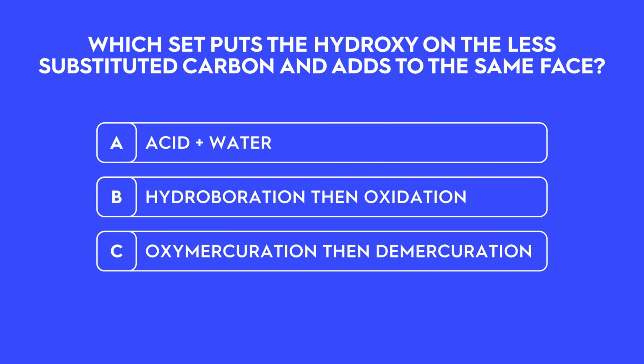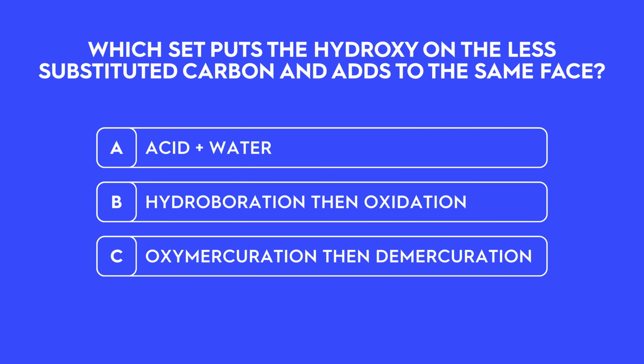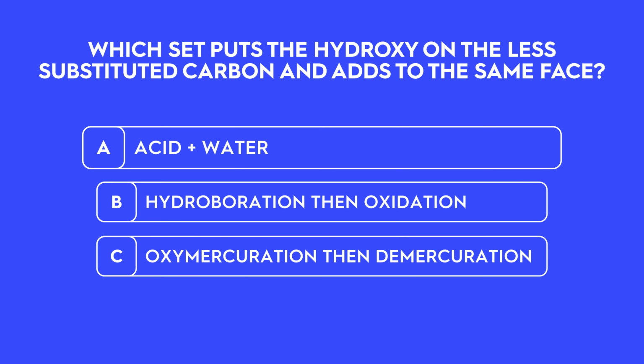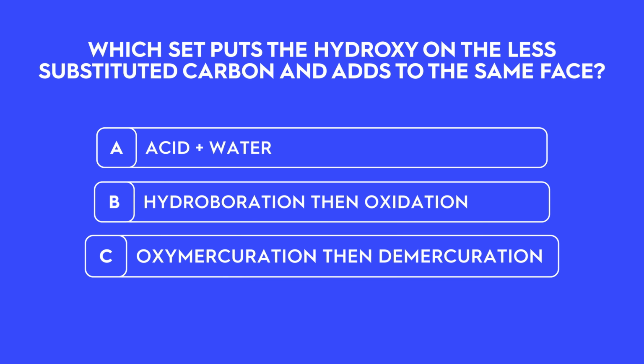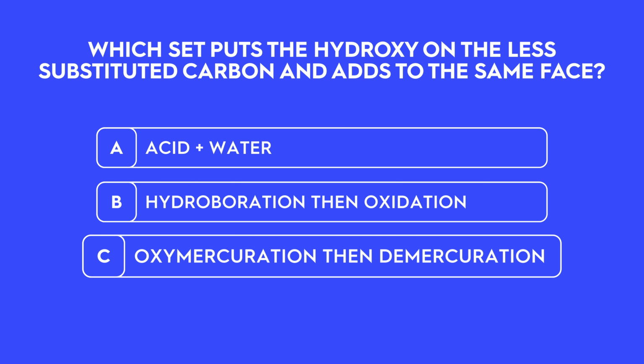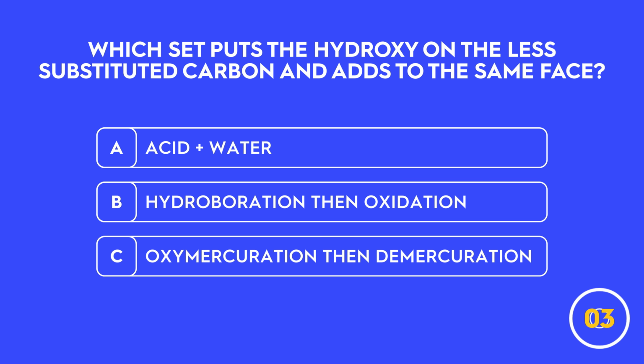Pop quiz. Which set puts the hydroxy on the less substituted carbon and adds to the same face? A. Acid with water. B. Hydroboration, then oxidation. Or C. Oxymercuration, then demercuration.